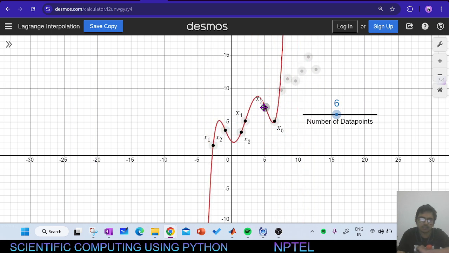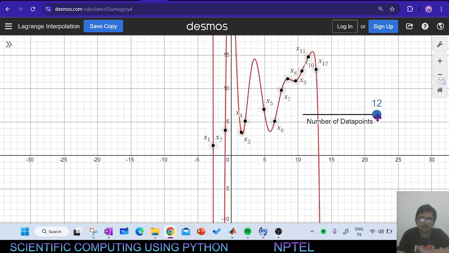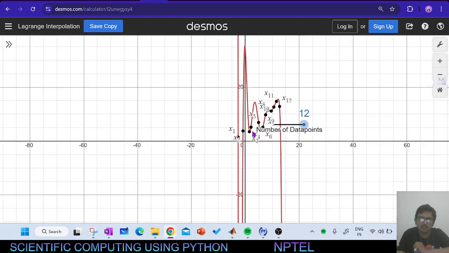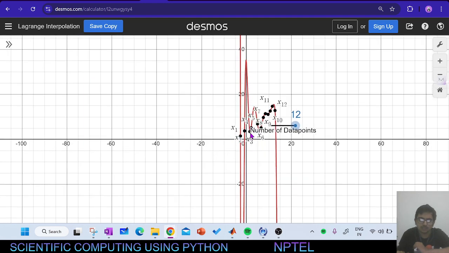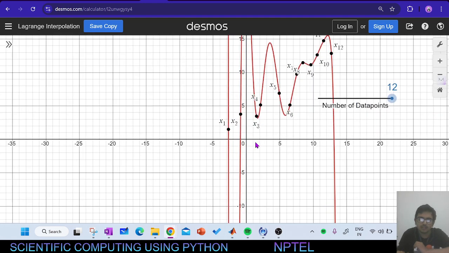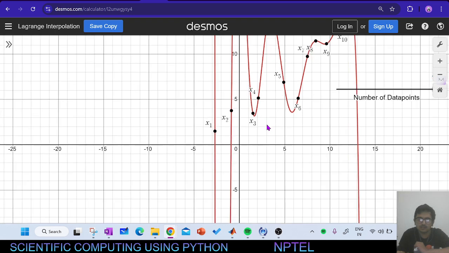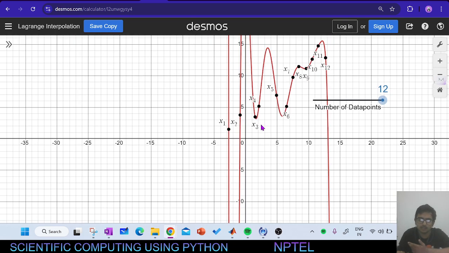But let's do one thing. Let's increase the number of data points to 11. And what we see is that if you use common sense, then also you can see that it's nice here. It's quite smooth and everything. But something happens between x2 and x3. You get this large spikes that I was talking about. And that is something why we go beyond Lagrangian method, right?